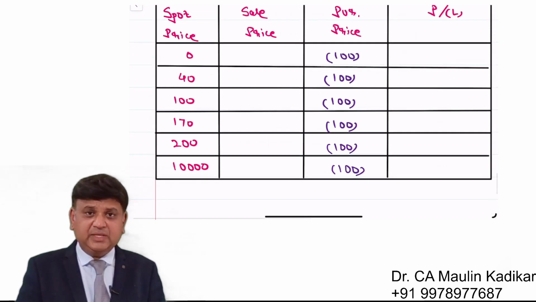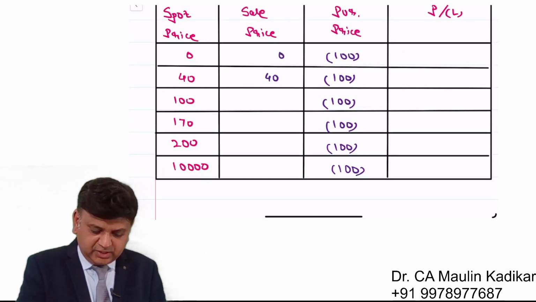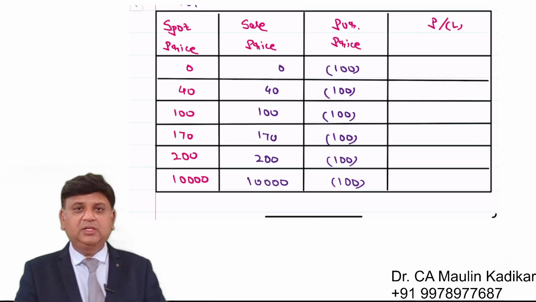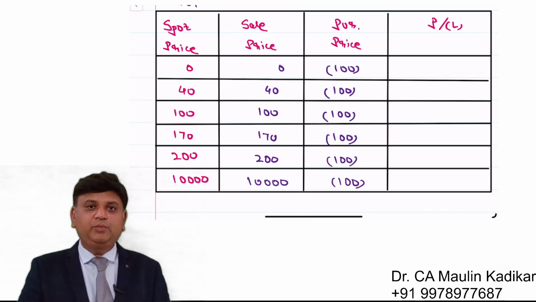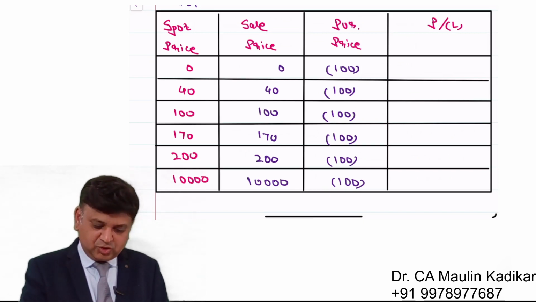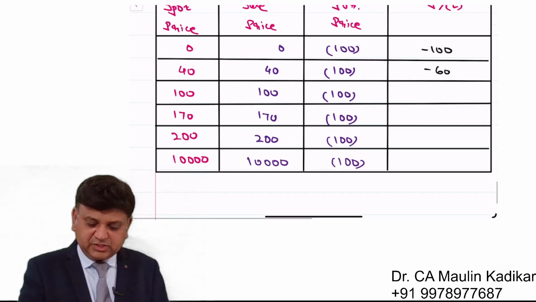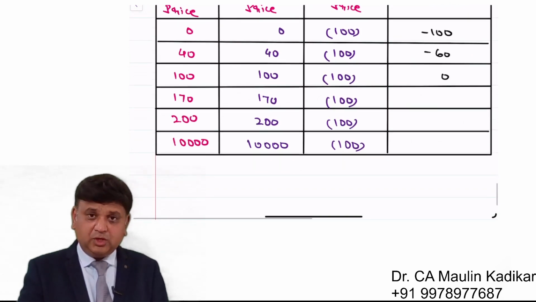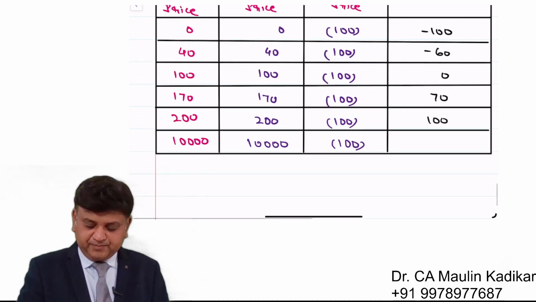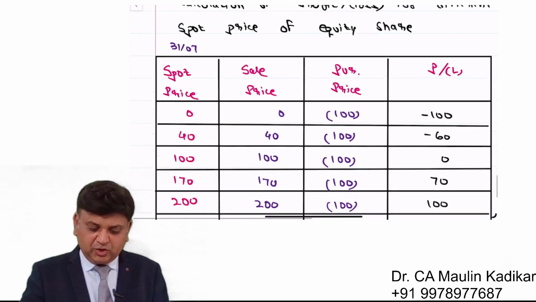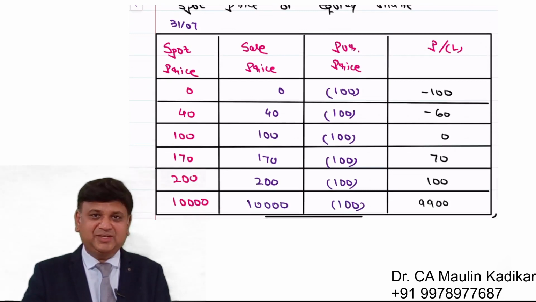So what will happen? Selling price will be 0, 40, 100, 170, 200 and 10,000. The difference of the sale price and the purchase price would be profit or loss. So what will happen over here? There is a loss of 100. There is a loss of 60. There is no profit, no loss. There is a profit of 70. There is a profit of 100. And there is a profit of 9,900. That is the way we will have the profit or loss at the different spot prices of the equity share.